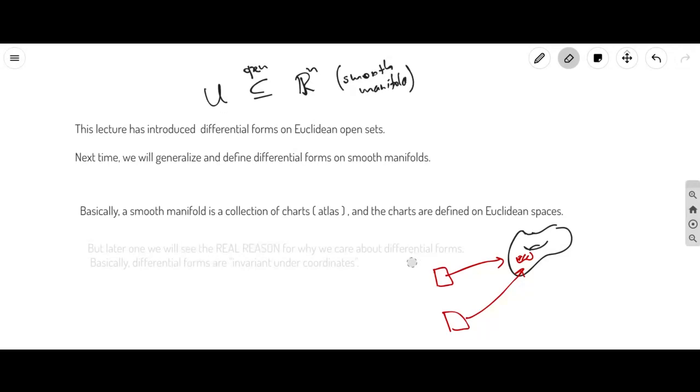But I think it's more helpful to just learn the algebra of differential forms first and get comfortable with that before we explain more carefully what we mean by invariant under coordinates.